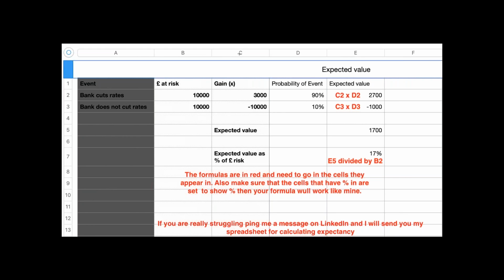So this is C3, that's the sell, C3 times D3, and then C2 times D2. You put that formula into the spreadsheet and you get the expected value. This is how you get the expected value as a percent of risk: that's just E5, the expected value, divided by B2, the amount you have at risk, 10,000. So the expected value as a percentage of the risk is 17%. Great. You are in the money because you are using logic to correctly identify a potential trade that makes sense.